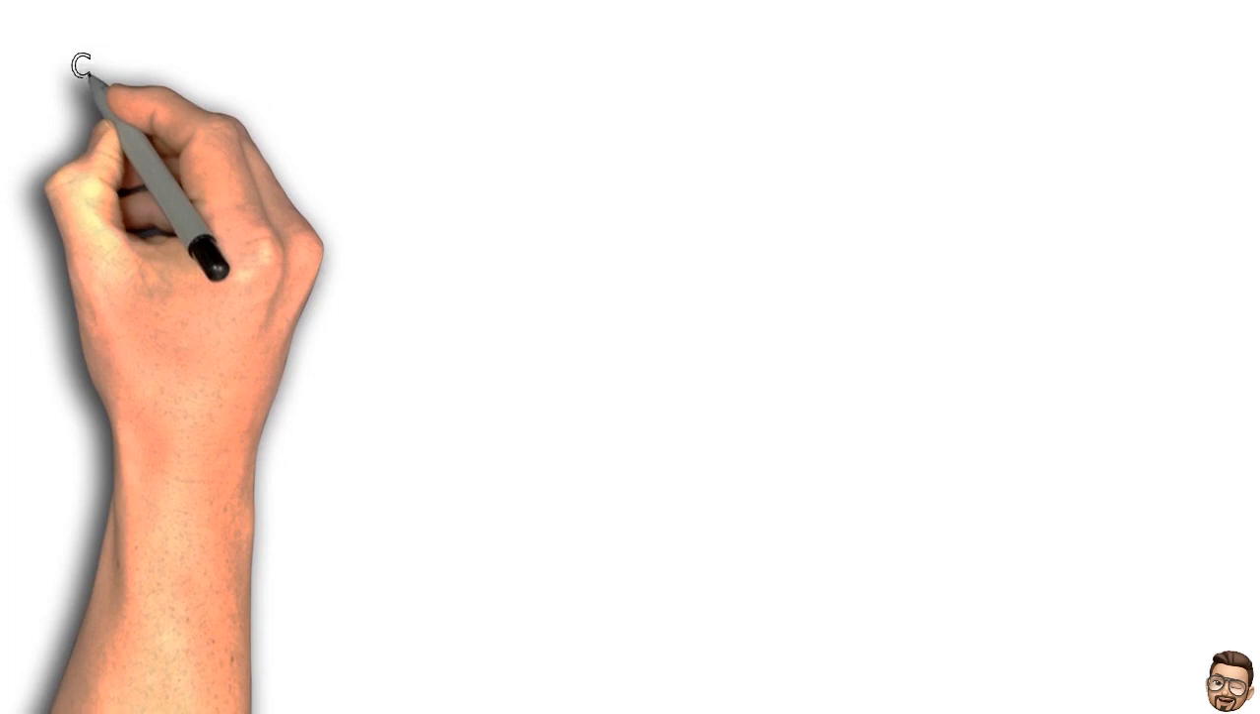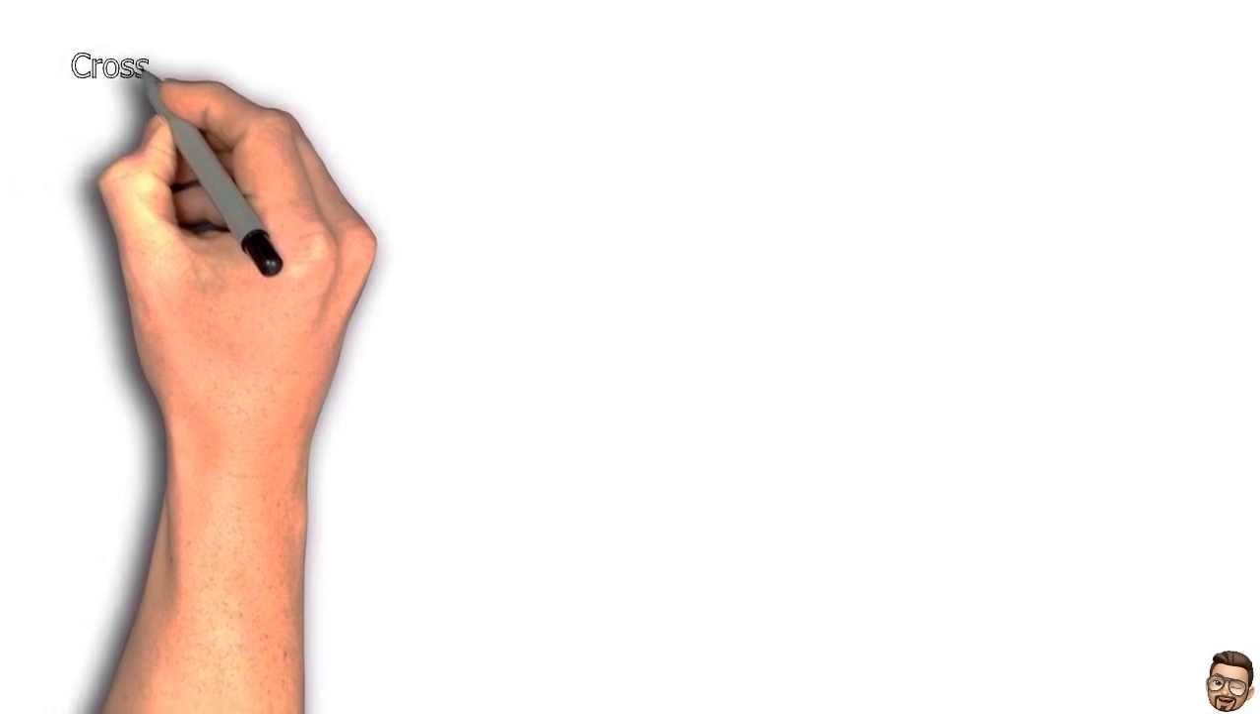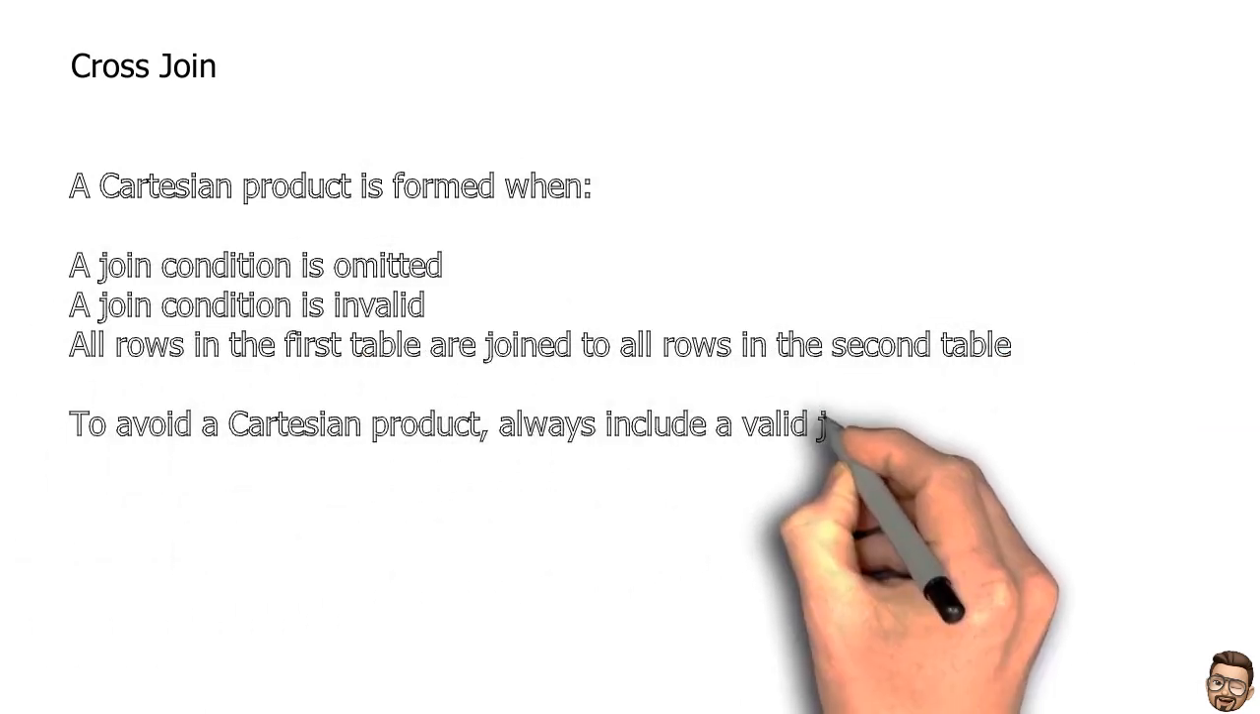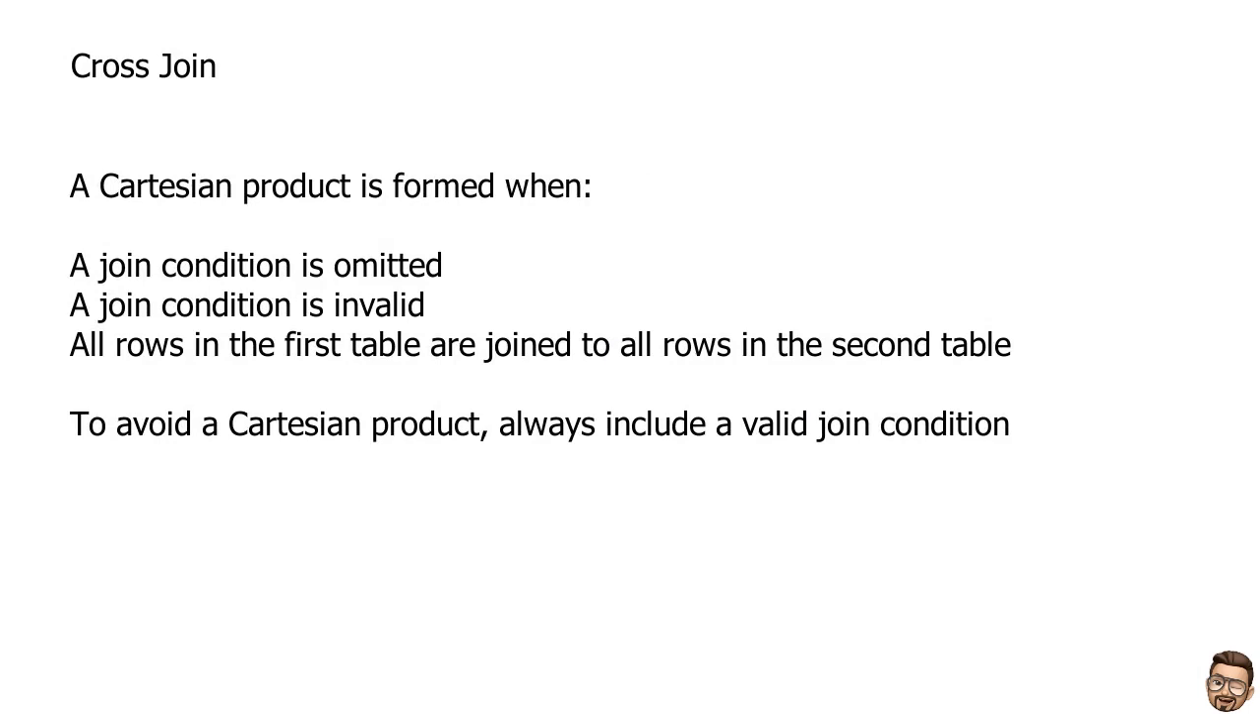Now let's take a look at cross join. Cross join is a Cartesian product of two or more tables in our join operation. A Cartesian product is generated if a join condition is omitted, a join condition is invalid, or all rows in the first table are joined to all rows in the second table.